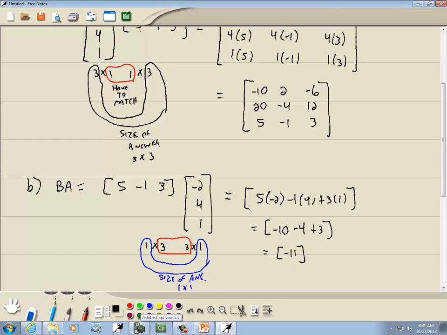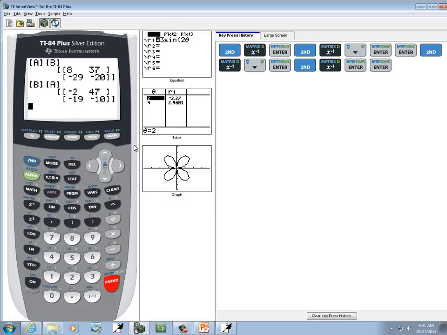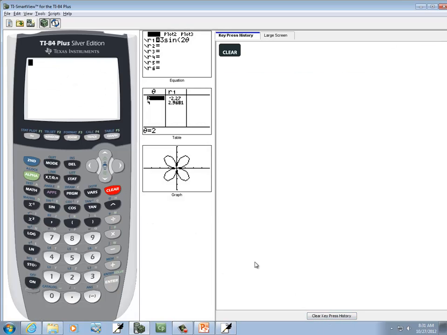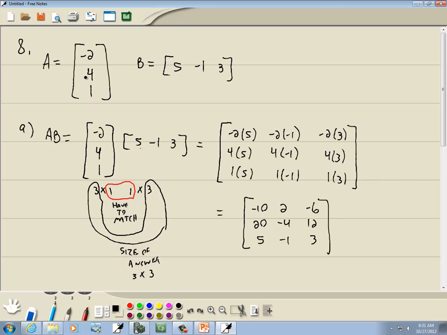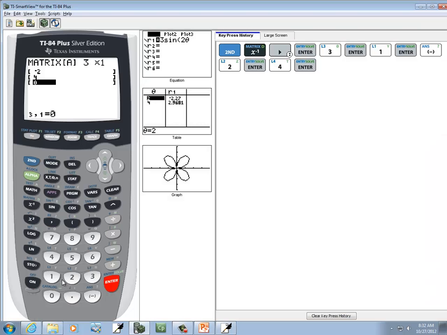Now let's do these on the calculator and see if we got our answers right. Good way to check it. Even if you're doing it by hand, plug it into your calculator. It'll verify basic math errors. Okay, so we go to the matrix menu, second x to negative 1. Right arrow over to edit. Press enter on A. A we said was rows by columns, a 3 by 1. You can't screw this up. If you put 1 by 3 in, it doesn't look like what you're trying to input. Then negative 2, enter, 4, enter, and 1, enter.